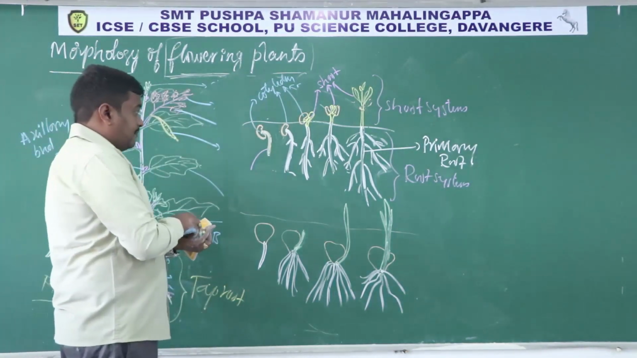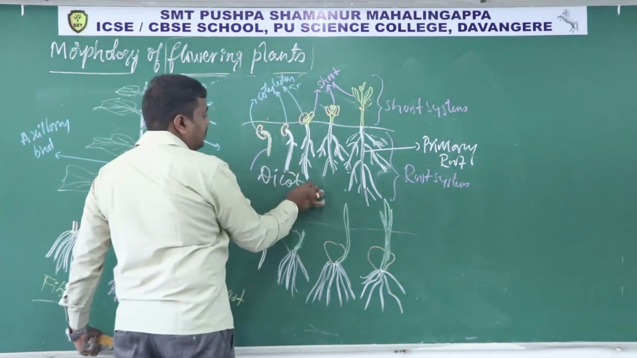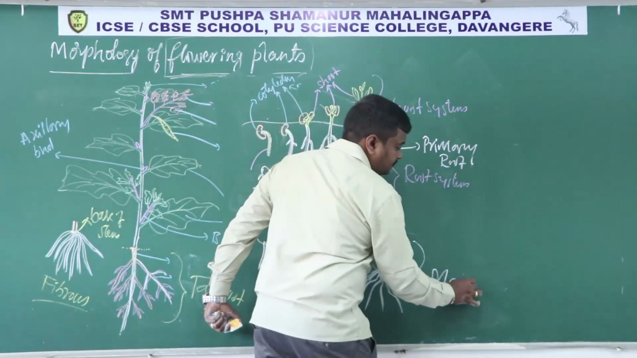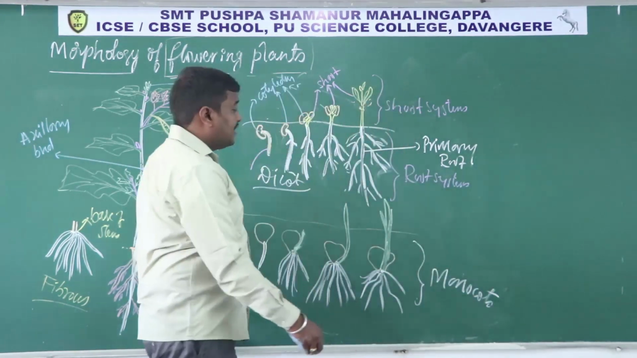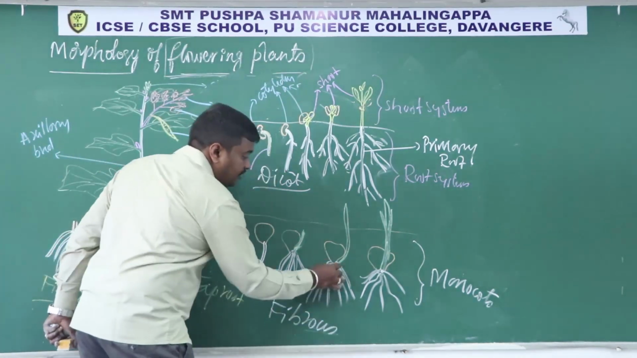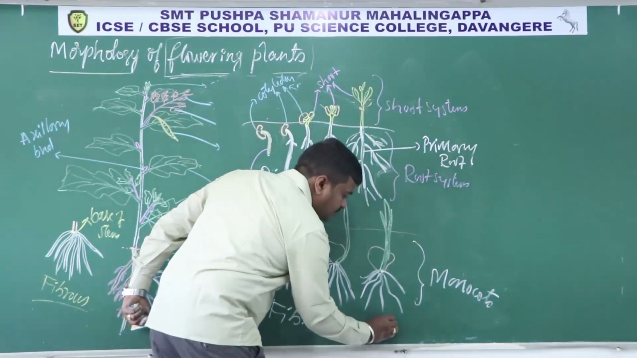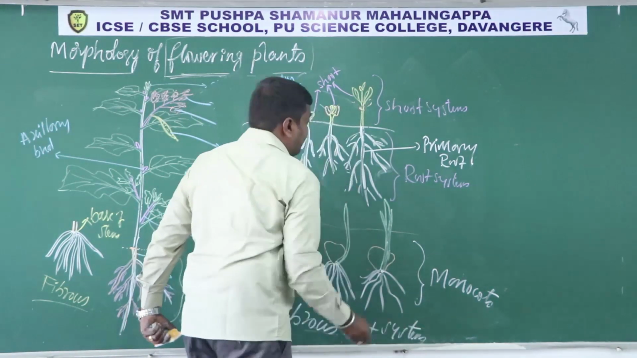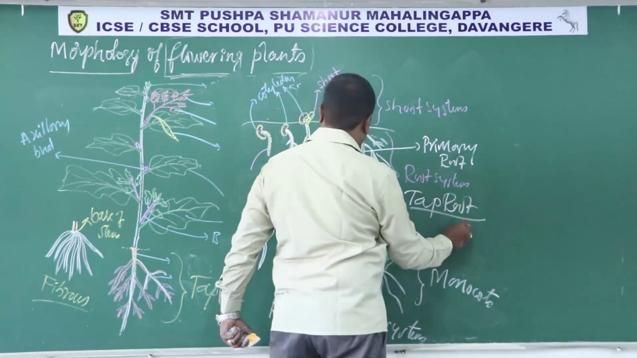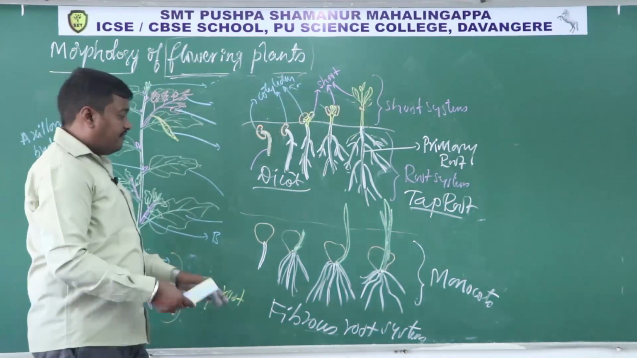So here you can observe carefully. This kind of root system is produced in dicot plants, and this kind of roots are produced in monocots. In all monocots, the fibrous root system is produced. So here many roots replace the primary root. Okay, so this is the fibrous root system, and this is taproot. So taproot is in the case of dicots. Okay, so in dicots a taproot system forms, and in monocots a fibrous root system forms.